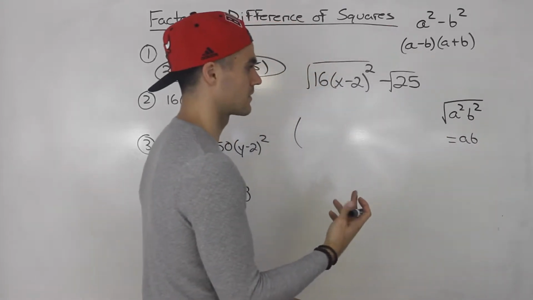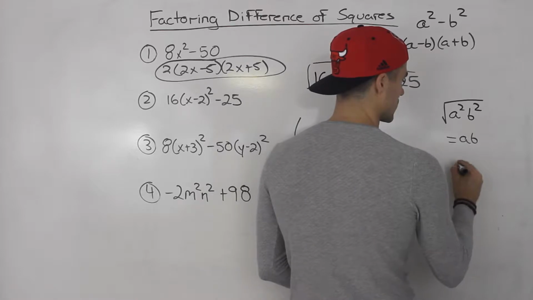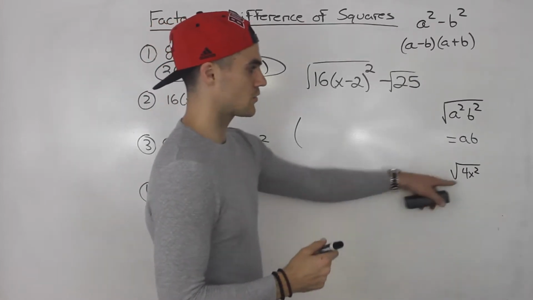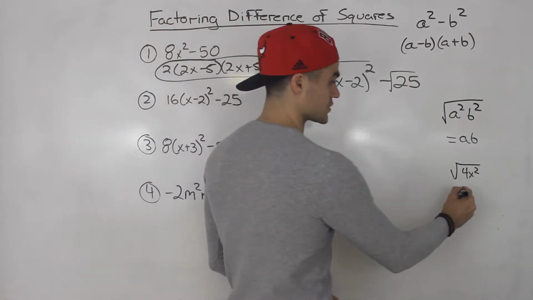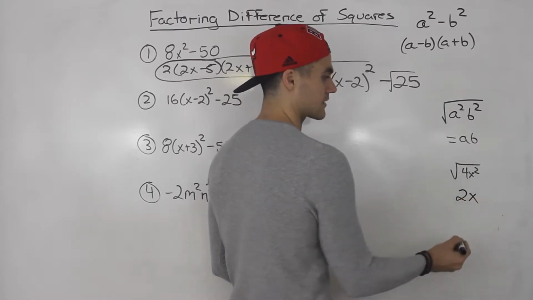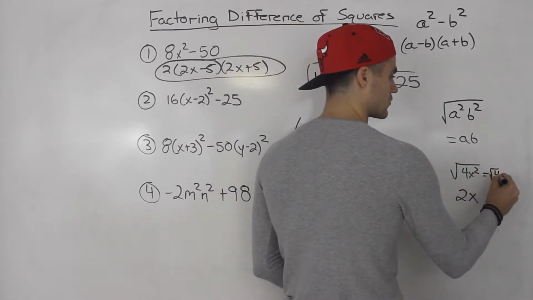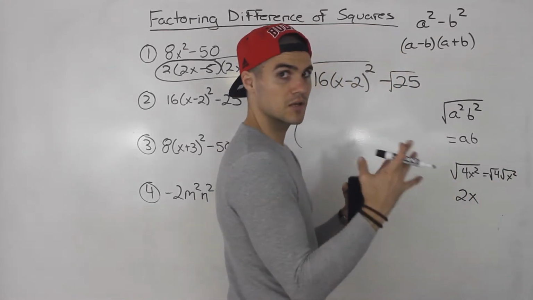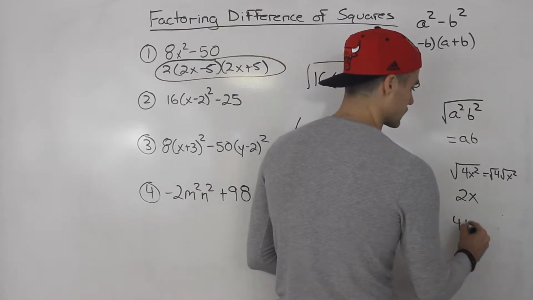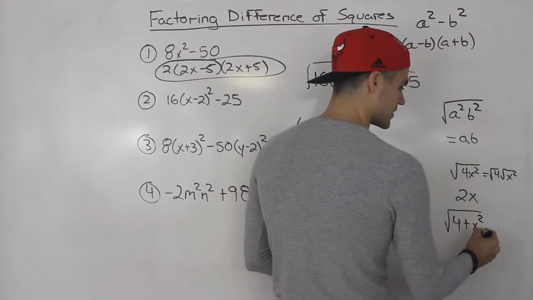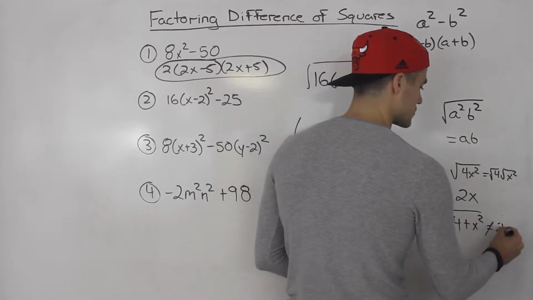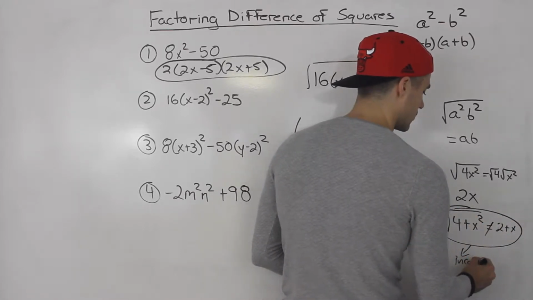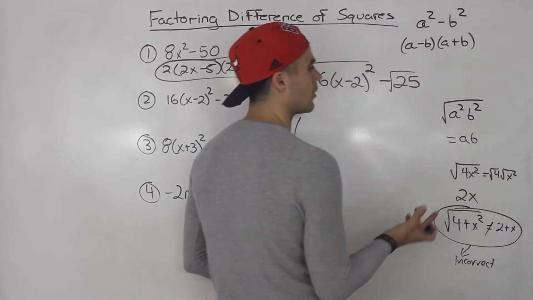Right? So an example of that is like the square root of 4x squared, like we did in the previous question. Square root of 4x squared, you take the square root of 4, which is 2. You take the square root of x squared, which is just x. So you're pretty much just taking the square root of each of those two terms that are being multiplied together. As long as they're being multiplied, you can't do that if they're being added. So for example, the square root of 4 plus x squared doesn't equal 2 plus x. That there is incorrect. You can only apply this if stuff is being multiplied.